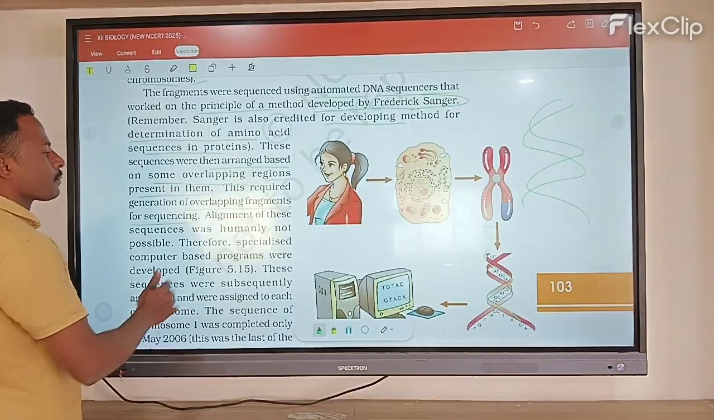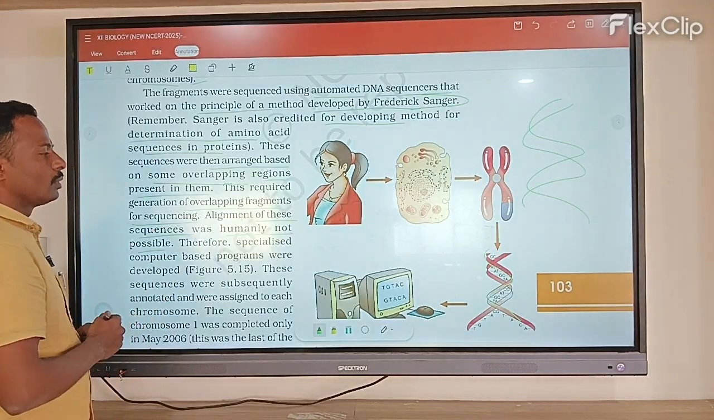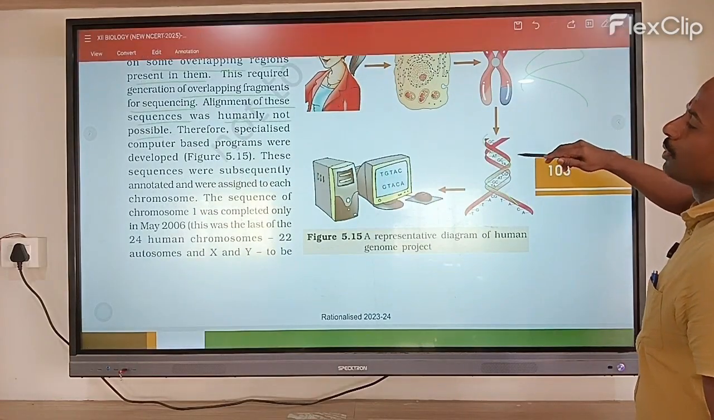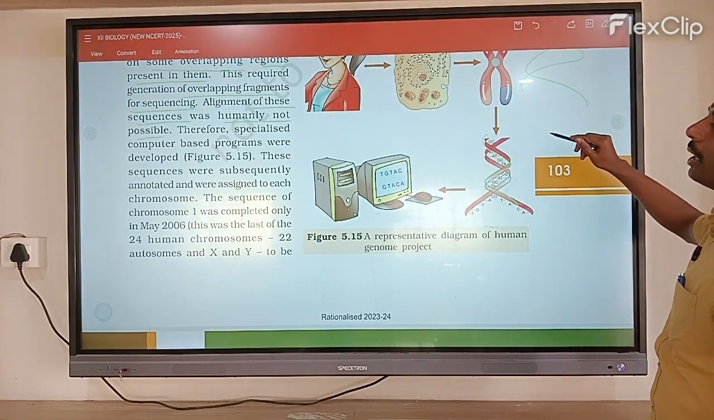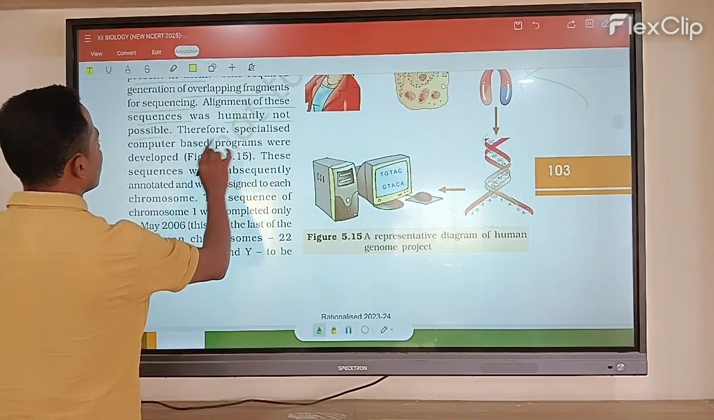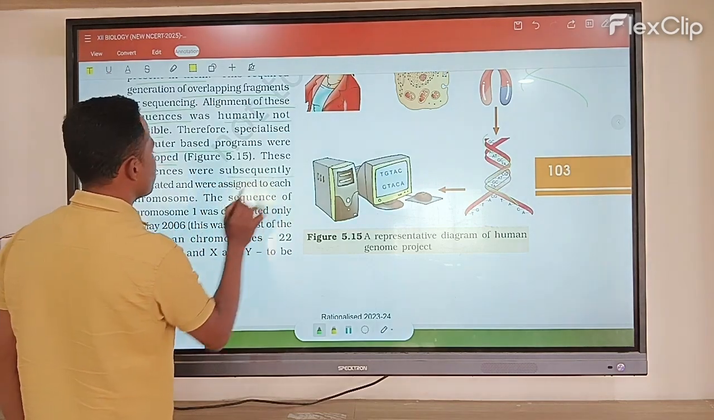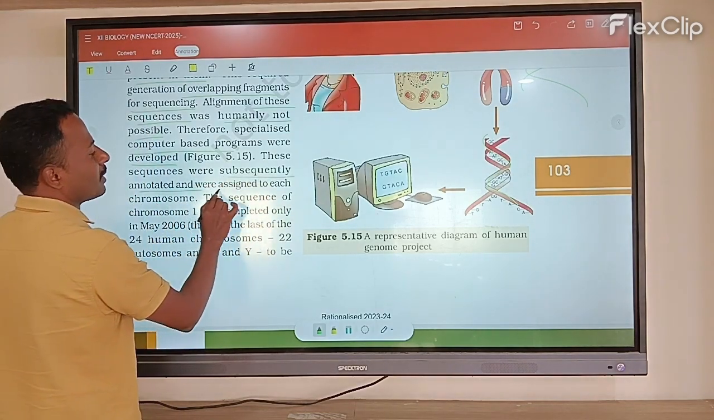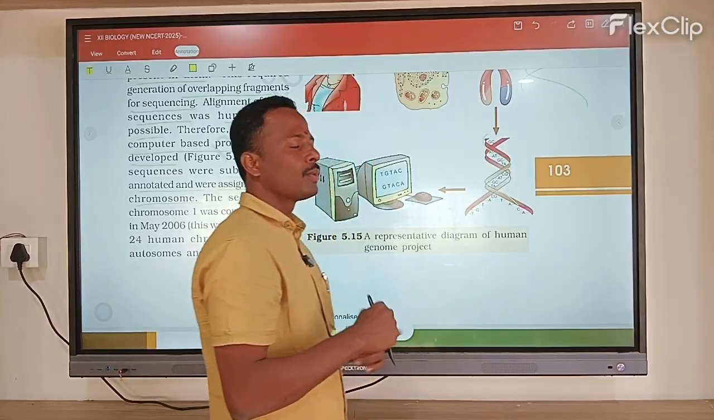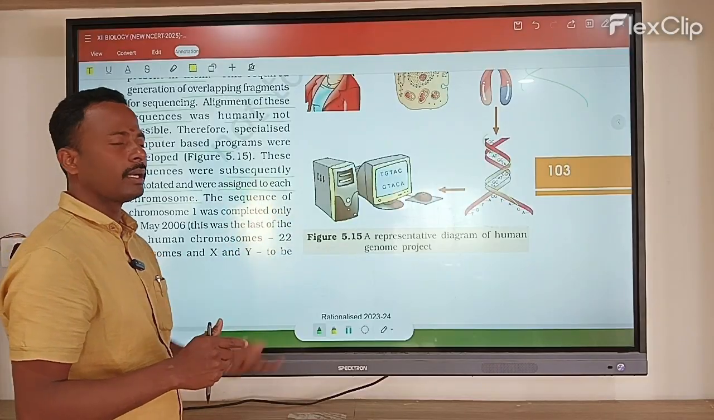Next, analyzing this sequence was humanly not possible. So we cannot do this properly by hand. Therefore, specialized computer-based programs were developed. Using a computer-based program, we develop these sequences, and subsequently they are annotated and assigned to each chromosome. So each chromosome gets assigned which base pairs are attached in which regions, and this is generated automatically by the computer.